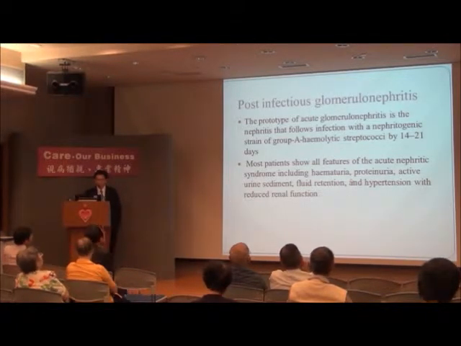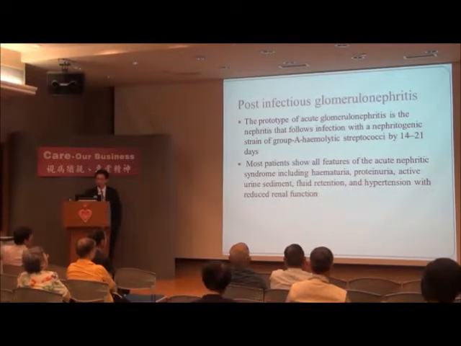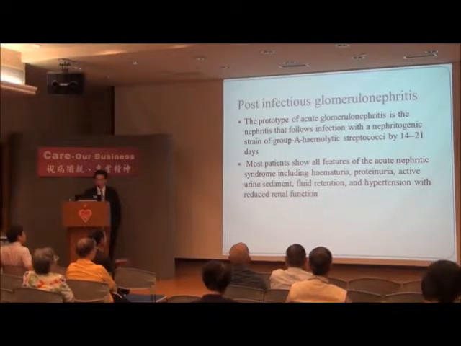So I will take some examples for the GN. Post-infectious GN is the prototype of acute glomerulonephritis. It follows infection with a nephritogenic strain of group A beta-hemolytic streptococci after 2 to 3 weeks of infection.